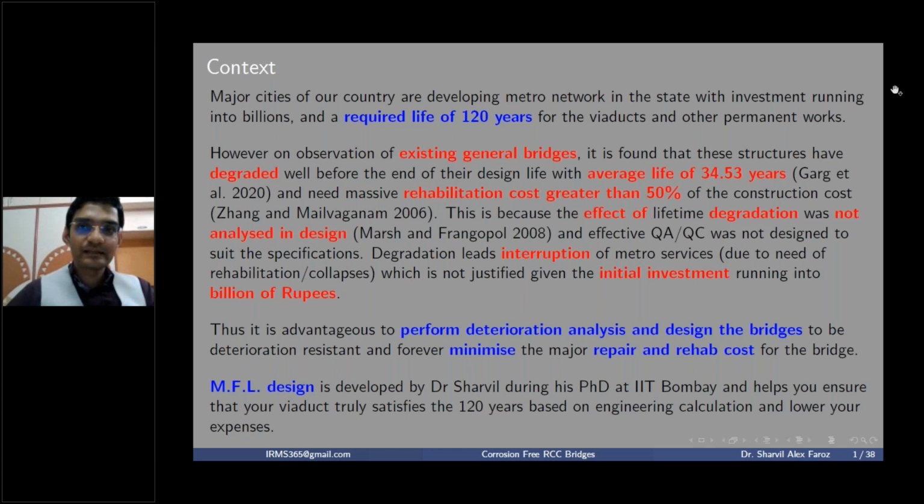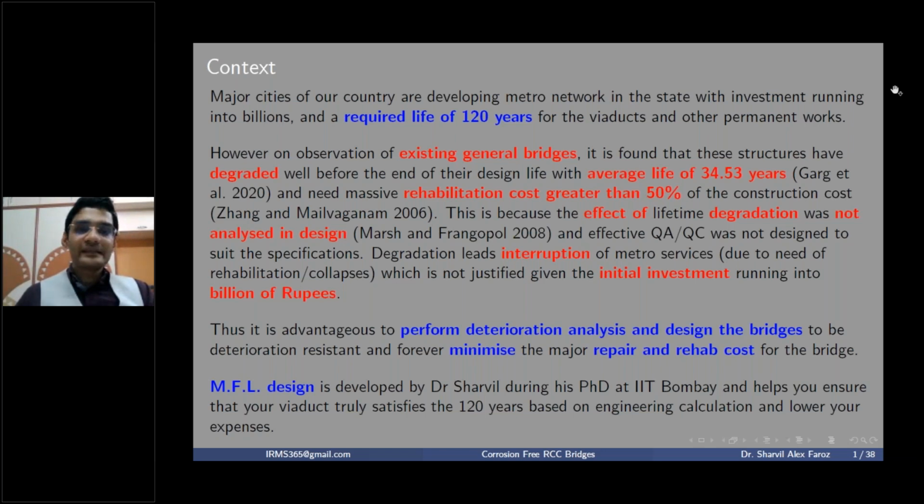Before I begin my presentation, I am showing you one context slide. You might be knowing that in our country, all major cities are developing metro networks, metro railway viaducts throughout their cities, right? And most of them, if you observe, will have in the tender document a life of 120 years. By 120 years, have you ever thought what does it mean to have a life of 120 years? These are some of the challenges which are existing in the market today. People are struggling to understand what they mean by 120 years.